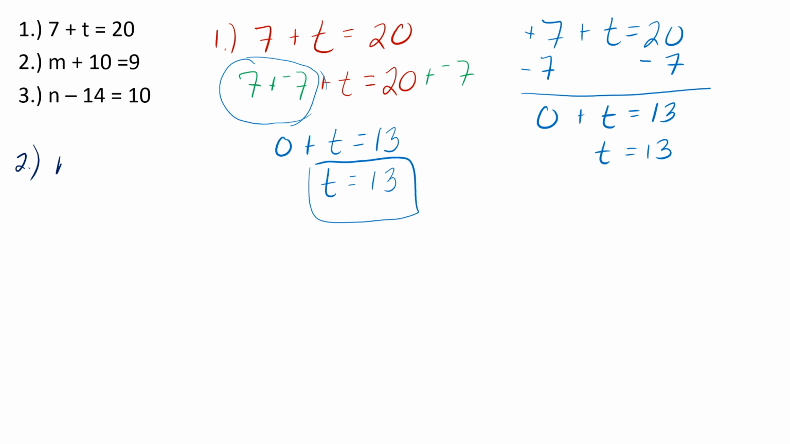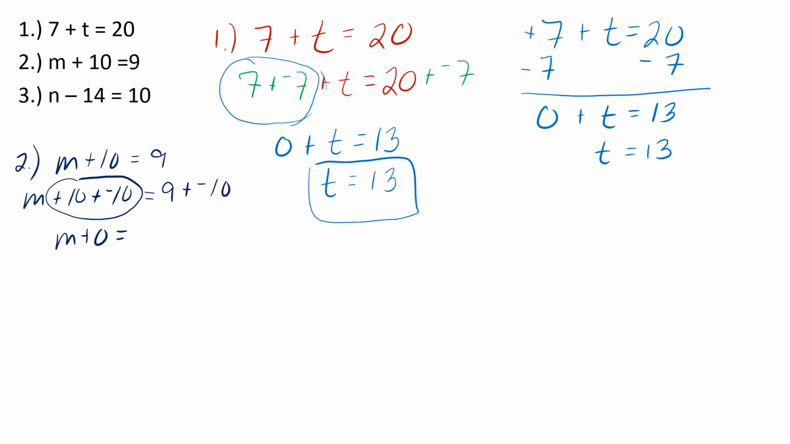Second one, m plus 10 is equal to 9. So once again, we want to get the m by itself, and we have this plus 10 here that we don't want. And so we will get rid of that plus 10 by adding its opposite. We're going to add a -10. If I add a -10 to the left, I must also add a -10 to the right, and any number plus its opposite is 0. On the right-hand side, 9 plus -10 is -1, and m plus 0 is m. So m is equal to -1.